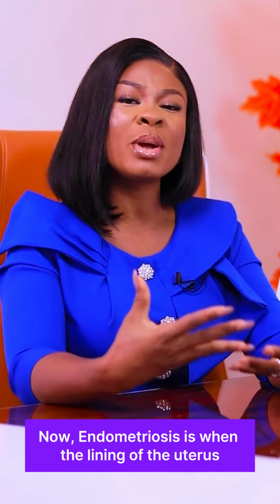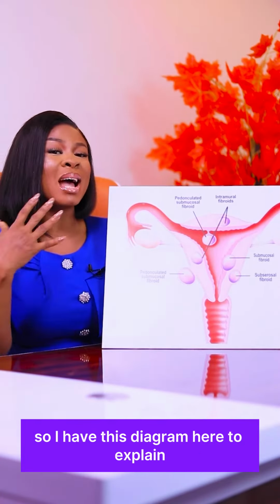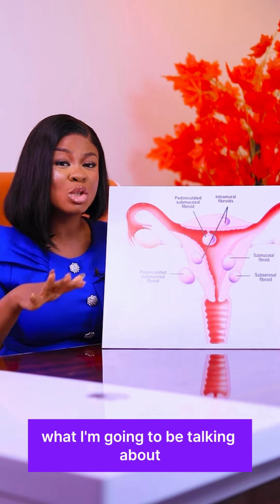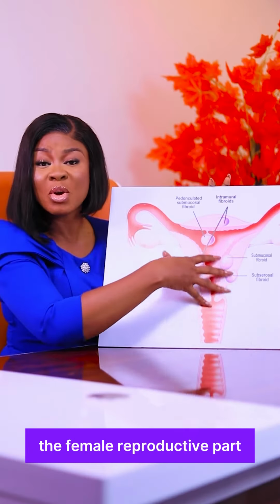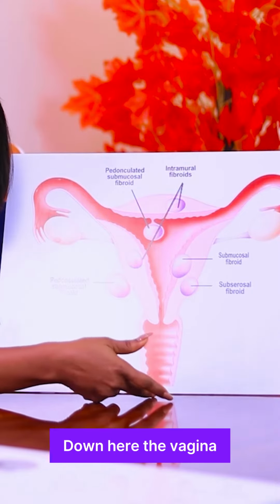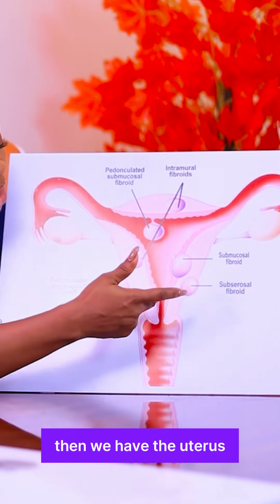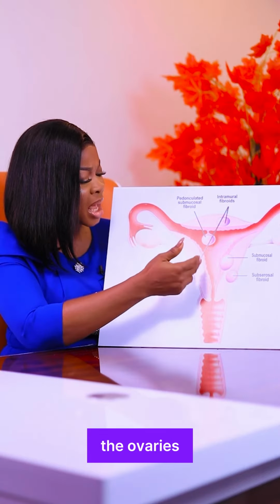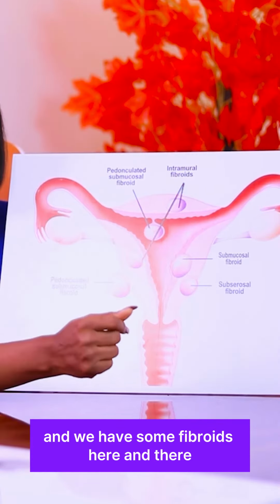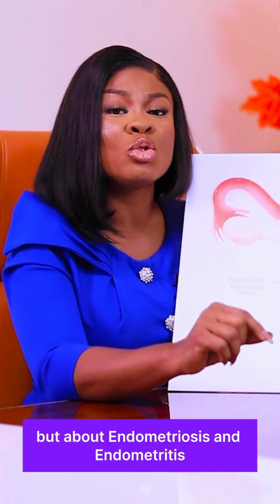Now, endometritis is when the lining of the uterus. So I have this diagram here to explain what I'm going to be talking about. Now, this typically is the womb, the female reproductive part. Down here, the vagina, the cervix, okay? The cervix here, then we have the uterus and the lining of the uterus. We have the fallopian tubes, the ovaries, and we have some fibroids here and there. But our major chat is not about the fibroids, but about endometriosis and endometritis.